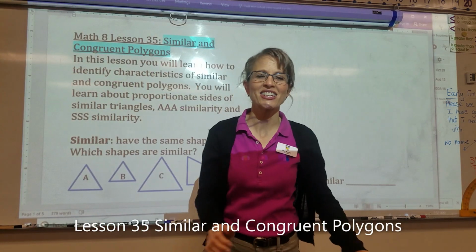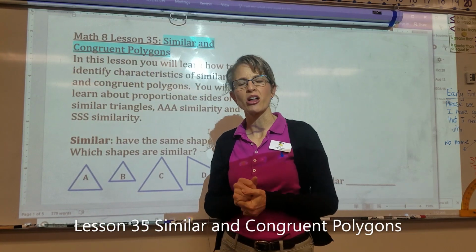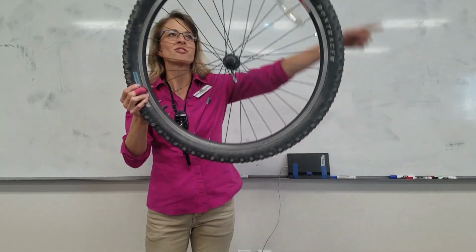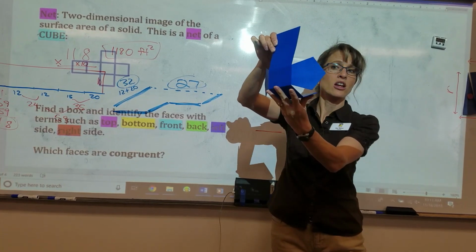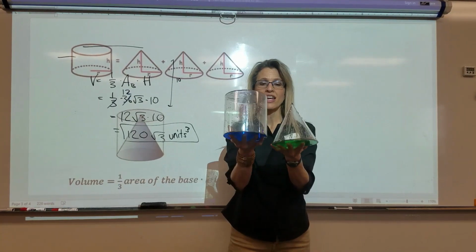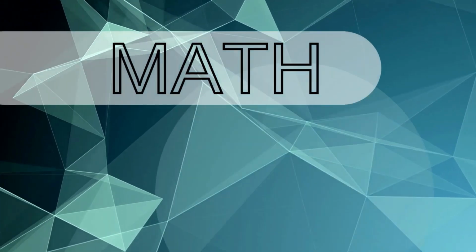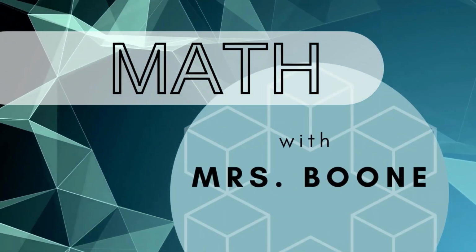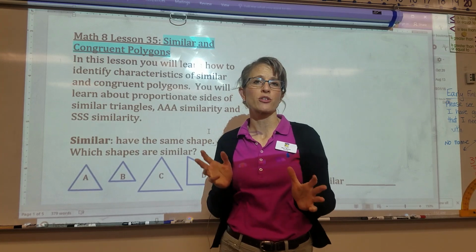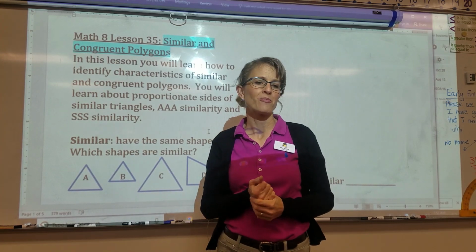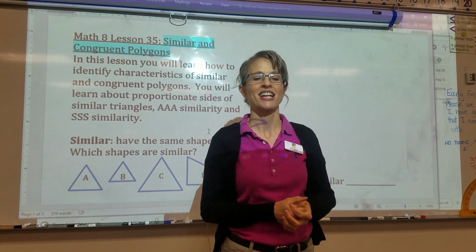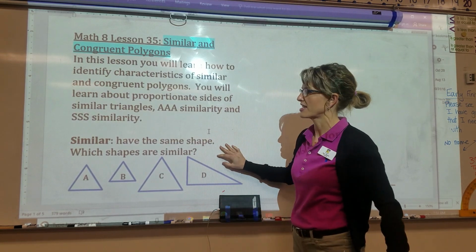All right, today's lesson is 35, similar and congruent polygons. Today we're going to talk about characteristics for similar and congruent. We'll talk about proportionate sides, angle, angle, angle similarity, and side, side, side similarity. So the first topic is similar.